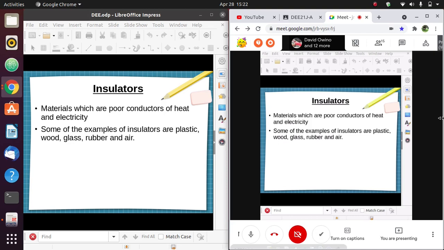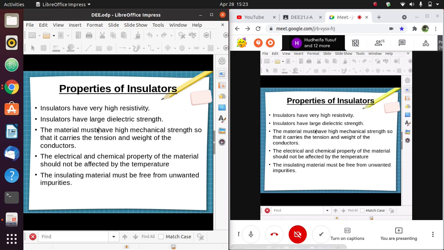Now, what are some of the properties of insulators? They have high resistivity. They don't allow the flow of current easily. Insulators also have a large dielectric strength. What this means is that dielectric strength is the maximum voltage that the insulation can handle before it fails. Ile voltage ama current yenye the maximum, or is it the minimum? The maximum, yes, that it can handle before it fails.